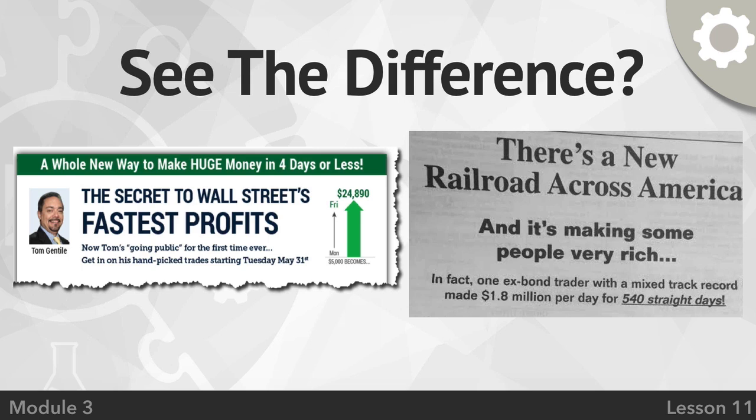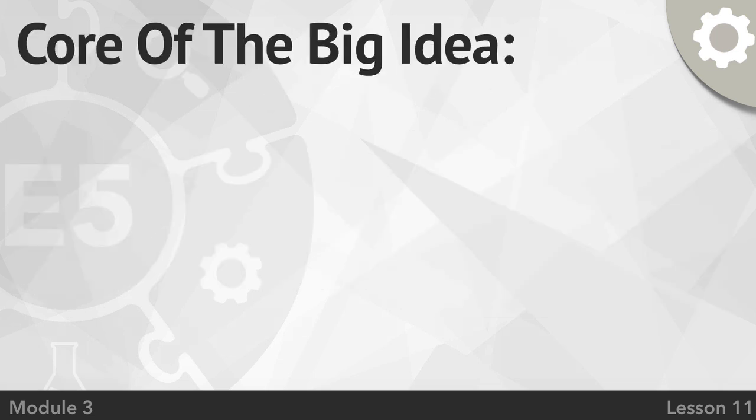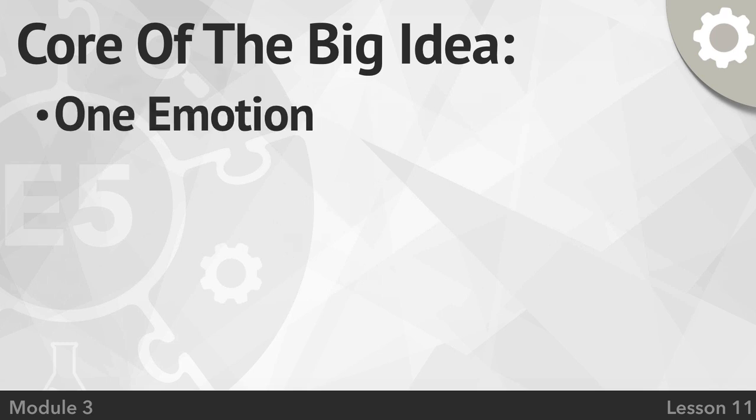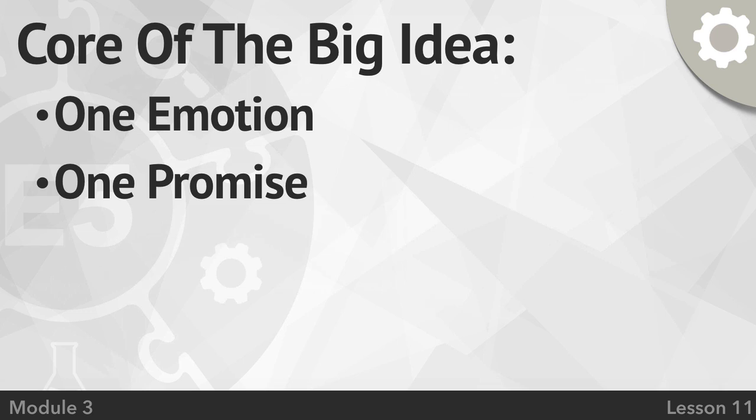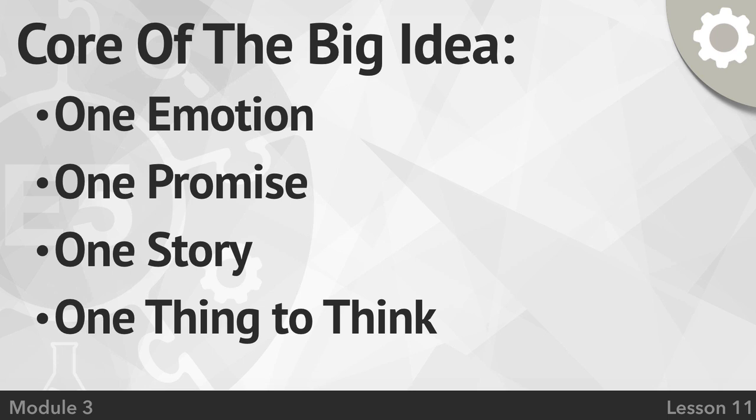So let's begin to break this down. We're going to start high level, and then we're going to get into the nitty-gritty details of what makes for a big idea and how you develop a big idea. So first and foremost, the core of a big idea is that it taps into one emotion. It makes one promise. It's based on one story, and it leads prospects to think about one thing.